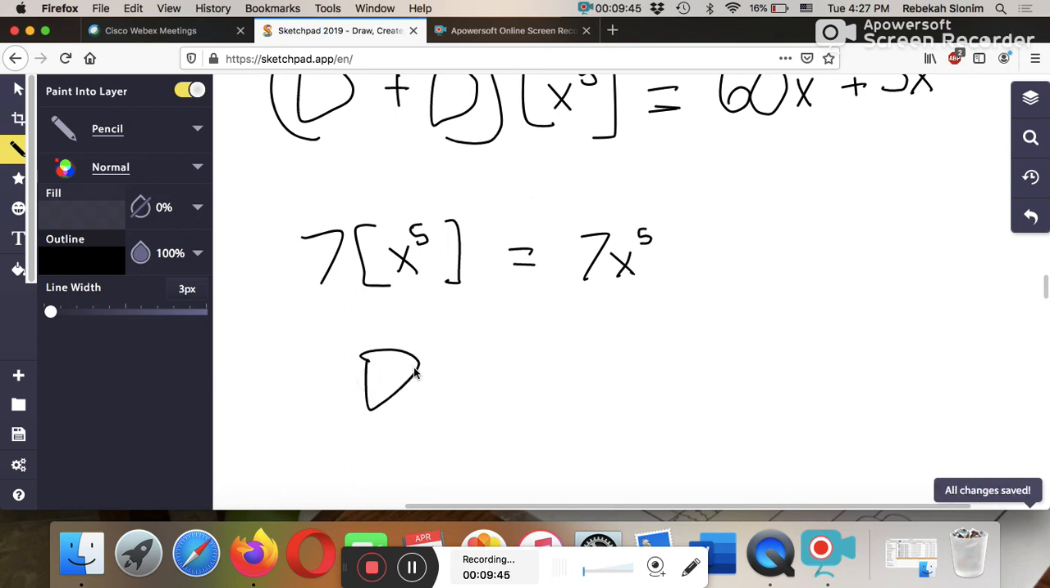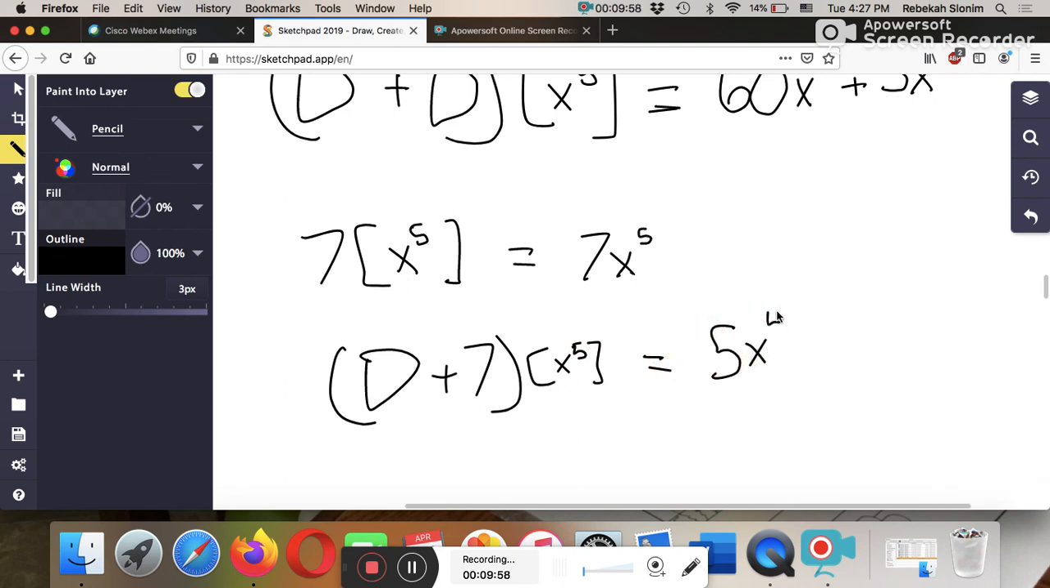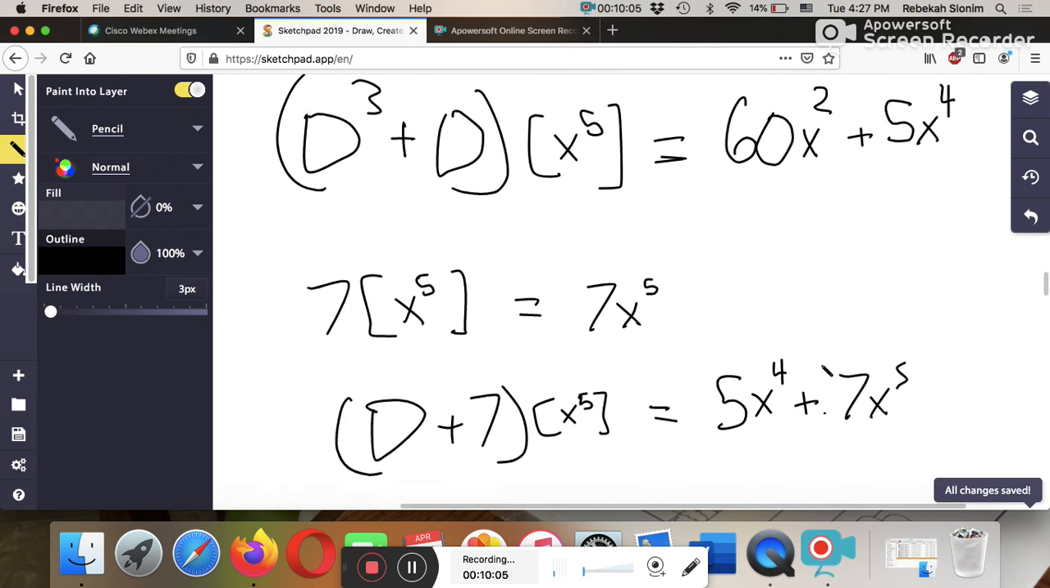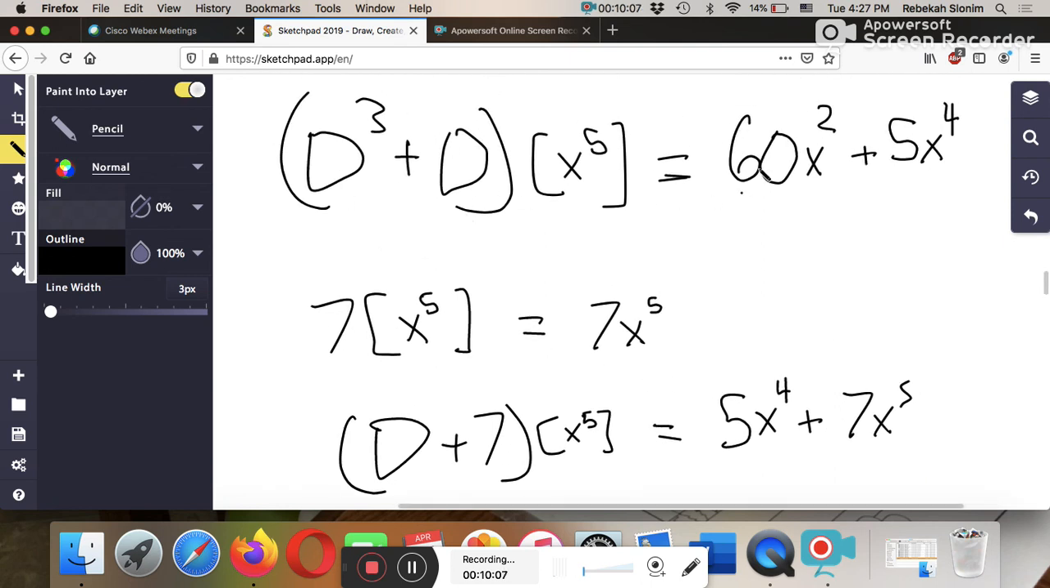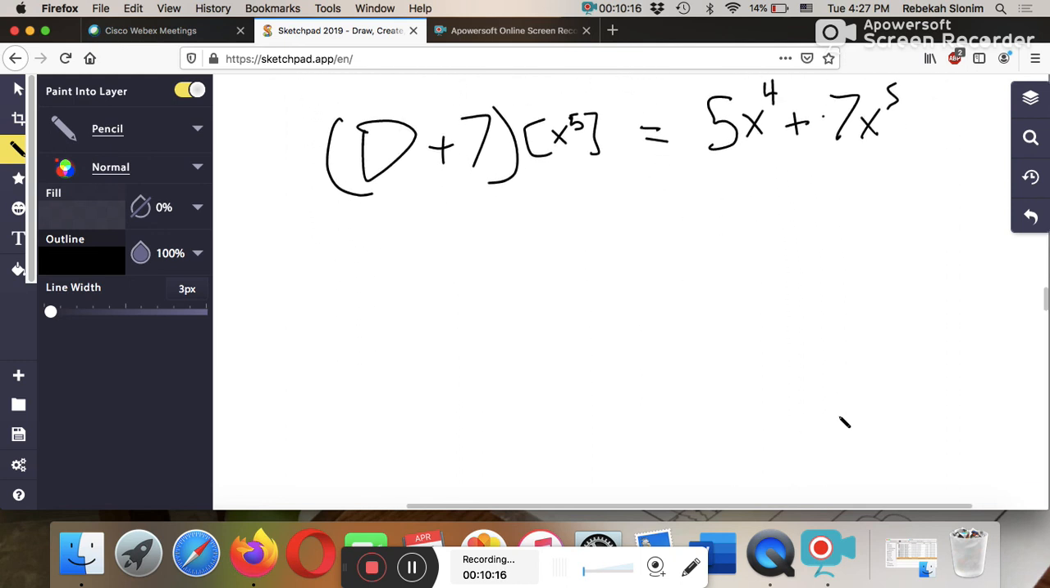Okay, so what is D plus 7 applied to x to the 5th? Well, that just means I take the derivative, which is 5x to the fourth, and then I add 7 of the original function. So 5x to the fourth plus 7x to the fifth. Okay, so just like D cubed plus D means I take the third derivative and then the first derivative, D plus 7 means I take the first derivative and then 7 times the original thing.